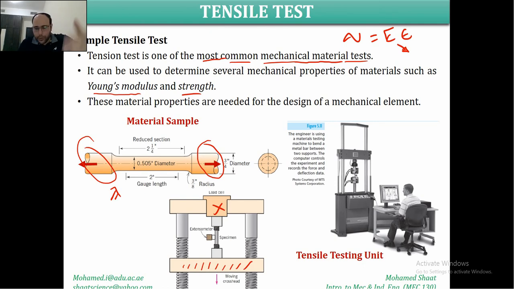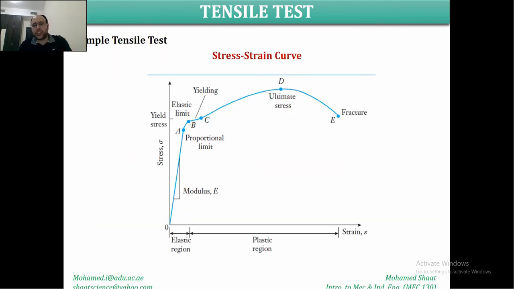This computer will do some calculation to extract a figure. This figure is known as a stress strain curve, which gives the stress over the vertical axis and the strain over the horizontal axis. From this figure, we can determine the mechanical properties of the material that we are testing. So what does this mean?